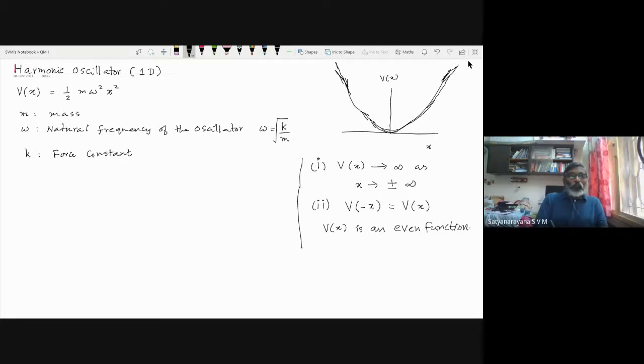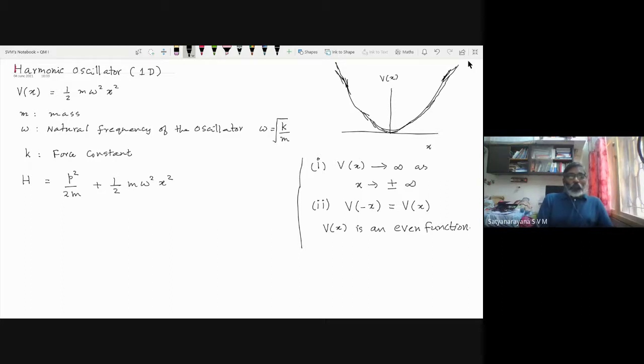Now, the Hamiltonian is given by the kinetic energy, p square by 2m, plus the potential energy, half m omega square x square. So this is our starting point. Our starting point is always the Hamiltonian.